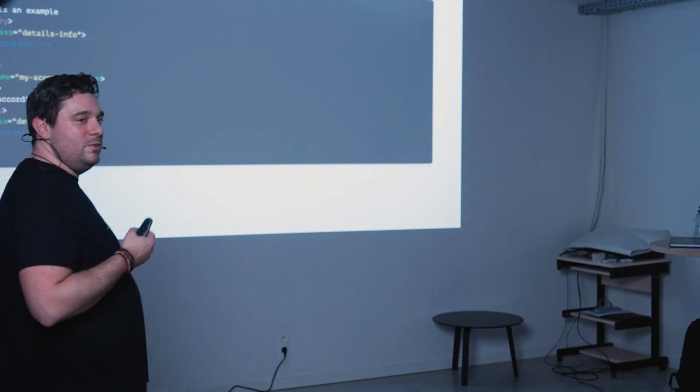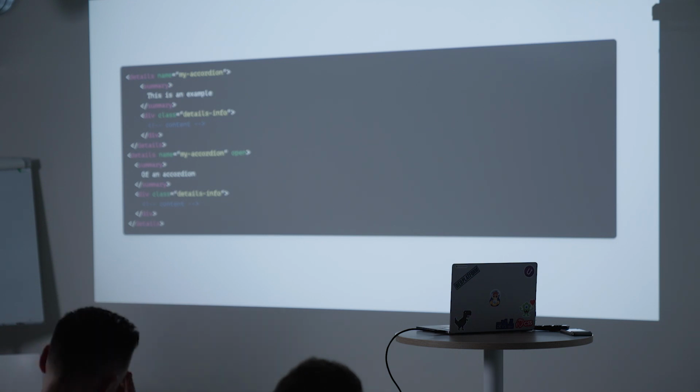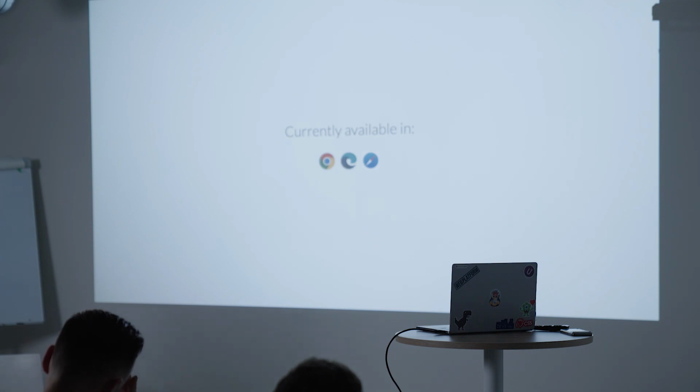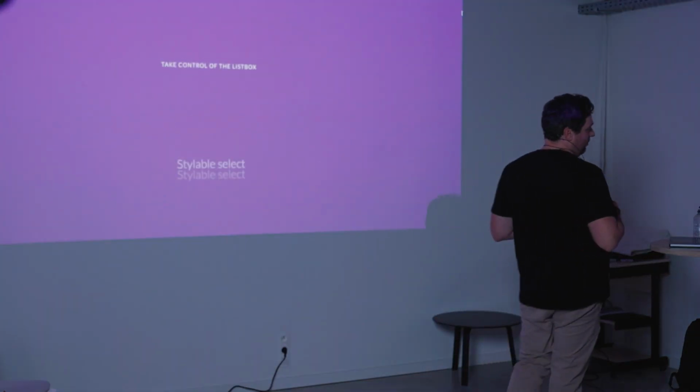By giving a name to each details element, we kind of group them, just as you would group radio buttons, right? This is familiar. We know this stuff. So, with that, we can actually create an accordion with just HTML. And the best part is, this is currently available in Safari, Edge, and Chrome. Firefox pending.